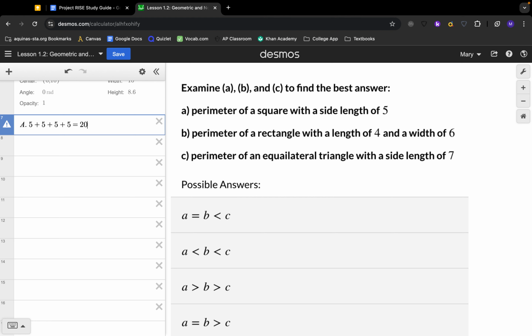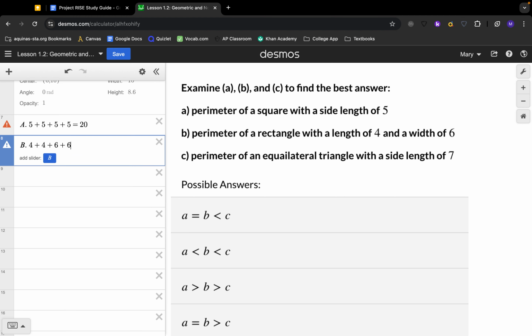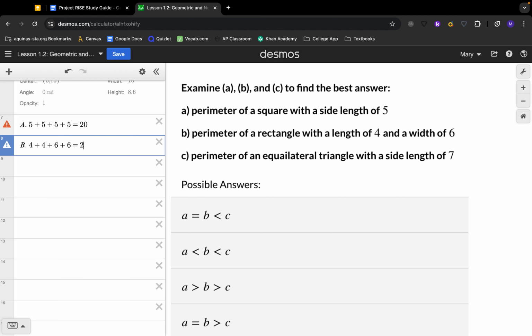4 times, and that gives us 20. In option B, we're told the perimeter of a rectangle, which means that 2 sides will be longer than another 2 sides, and we're given the lengths of both, so it's fairly easy. All we're doing is adding the sides again, and that also gives us 20, a perimeter of 20.